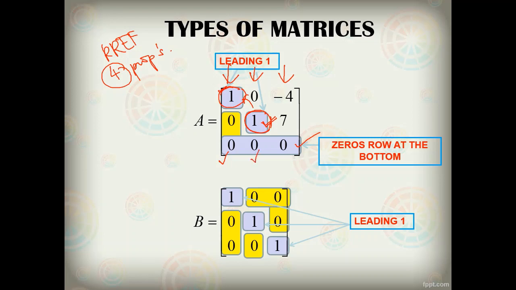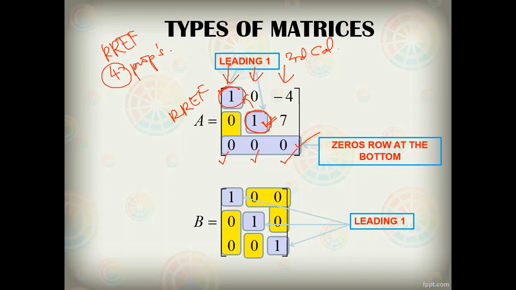Yes, it is. Look at the third column here. Do you have a leading one? No, you don't have a leading one here. This is minus 4, 7 and 0, so it doesn't necessarily have to be 0. Okay, so all the conditions are satisfied. Only whenever you have a leading one for that column, the entire column must be 0. Okay, so A is RREF.